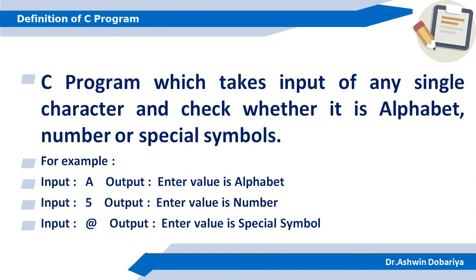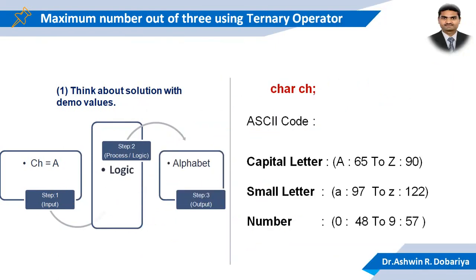Now, a very important question is how we can write this program. For that, let's first think about the logic of this program. First, we require to input any one value, right? For that we require one variable. So the variable is like ch, and our input value is like capital A. So this is our input. One thing is clear in this program: we require to input one value, and for that we require one variable.